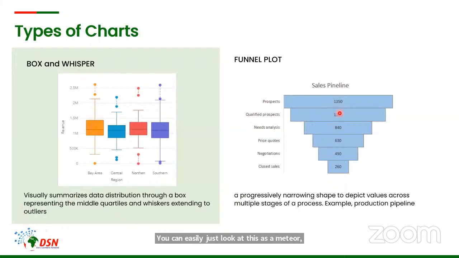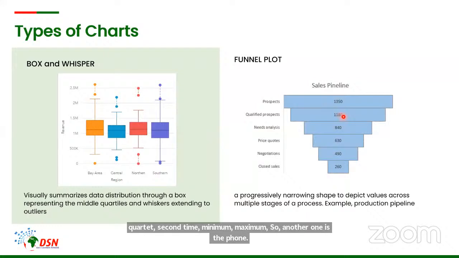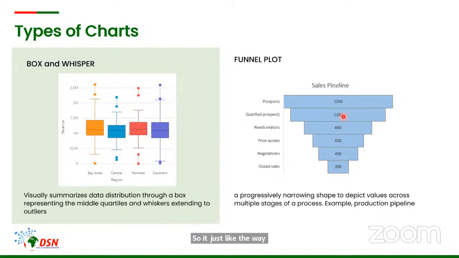So another one is the funnel plot. Just like the way a box and whisker plot allows us to see values, minimum, the ones that are low, the ones that are high, the ones that are middle. So funnel plots just do a top to bottom kind of aggregation. You just say, okay, this is a sales pipeline, and then this is a top to bottom aggregation.